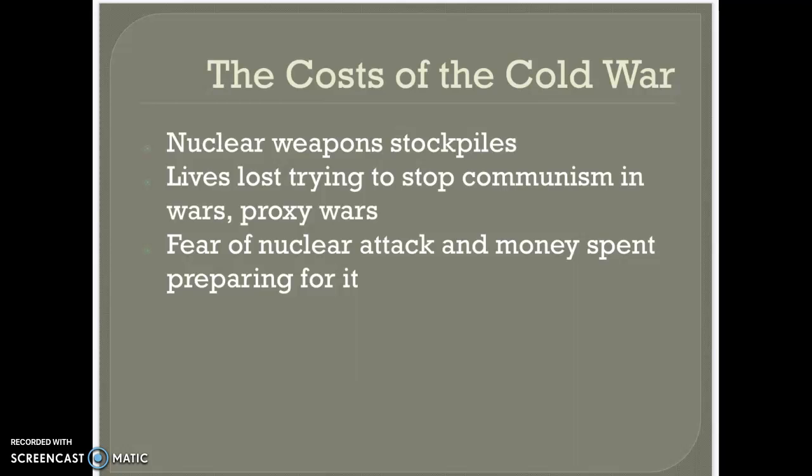And then a couple other things, thinking about what we've learned, some more costs, and this is some of the monetary costs or the money cost as well, but nuclear weapon stockpiles were sitting around at the end of the Cold War. They were trying to scale back and reduce the numbers, but we do have nuclear weapons. And there were lives lost trying to stop communism in wars and in proxy wars, which are wars that were not directly between the Soviet Union and the United States, but they were triggered by both powers. And then finally, the fear of nuclear attack and the money spent preparing for it would be other costs.